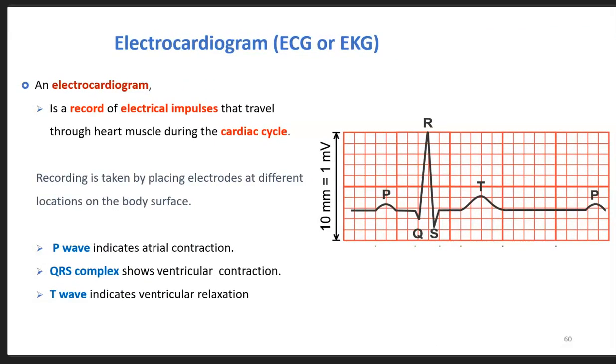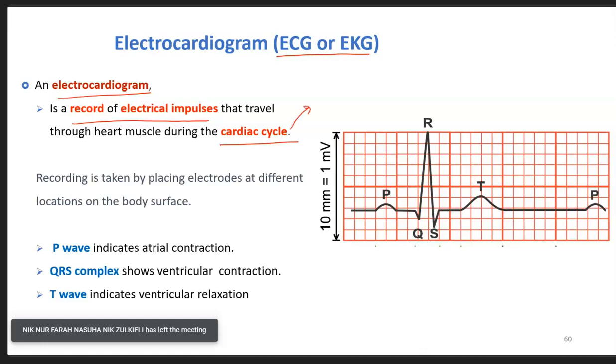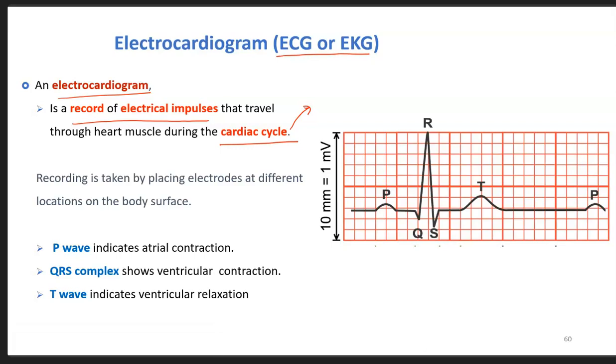Right. So the electrocardiogram, the ECG or EKG, this is the definition. It is a record of electrical impulses that travel through heart muscle during the cardiac cycle. The cardiac cycle consists of atrial diastole first, ventricular diastole, and then systole, the contraction. So through the electrocardiogram you can see the trend of the electrical impulse.